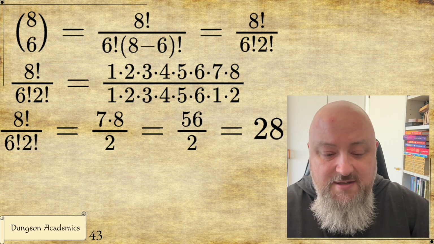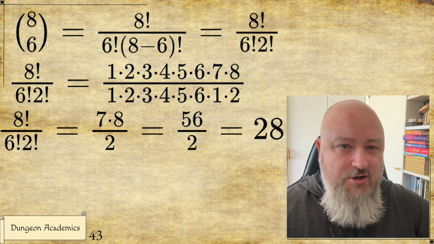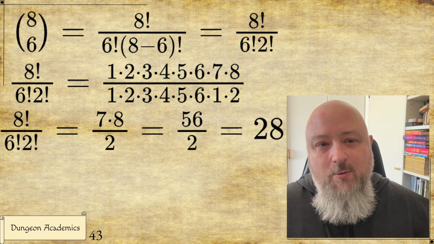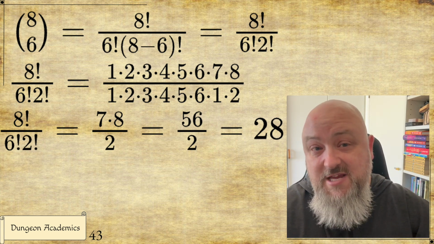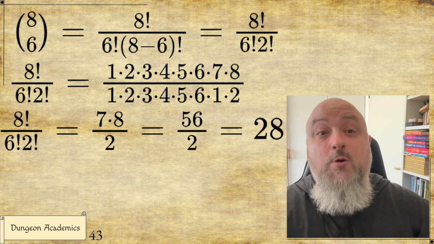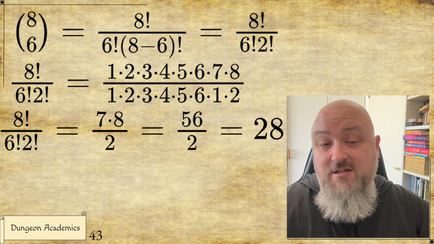That leaves 7 times 8 on the numerator and 1 times 2 on the denominator. And because multiplying by 1 does nothing, I'm going to skip that as well. I'm just left with 7 times 8 over 2, and that's 28. So there are 28 ways of arranging 6 successes and 2 failures.